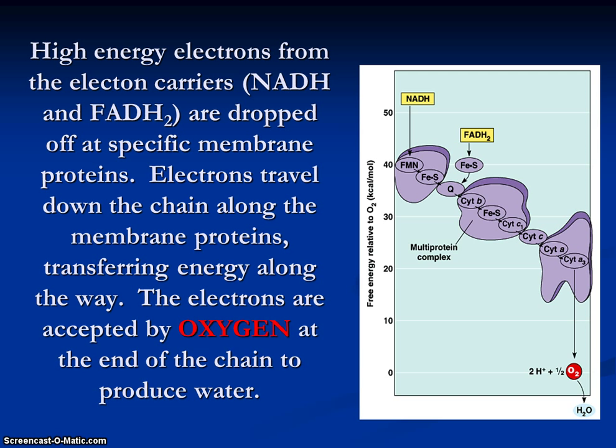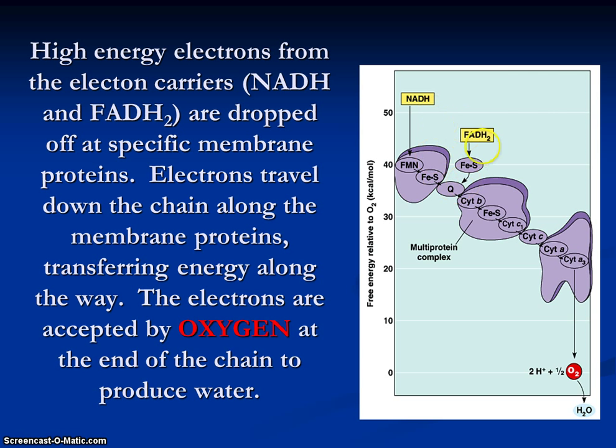When they drop them off, you can kind of look at this picture. When they drop them off at this multi-protein membrane complex on the mitochondria, these electrons are going to travel down this protein chain in this membrane complex. And as it moves, now this is a very simple view. We're not getting into the very complex details yet. It's just a simple picture.